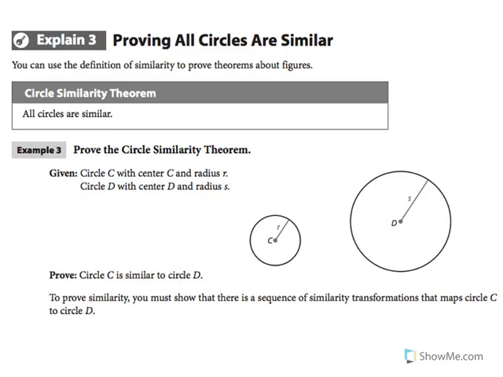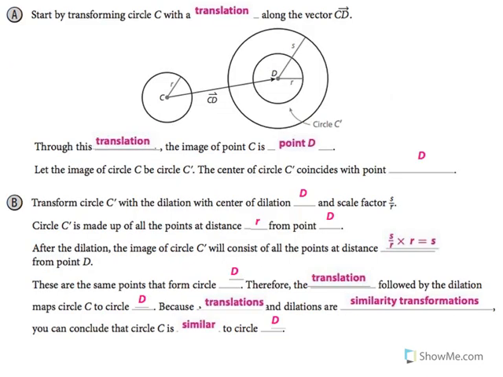You can use the definition of similarity to prove theorems about a figure. Circle Similarity Theorem: all circles are similar. Example 3. Prove a circle similarity theorem. Given circle C with center C and radius r, circle D with center D and radius s. Prove circle C is similar to circle D. To prove similarity, you must show that there is a sequence of similarity transformations that maps circle C to circle D. Okay, so here's the proof.